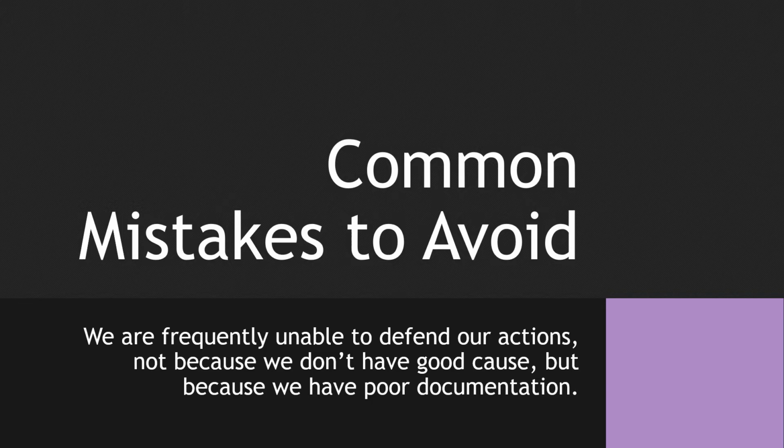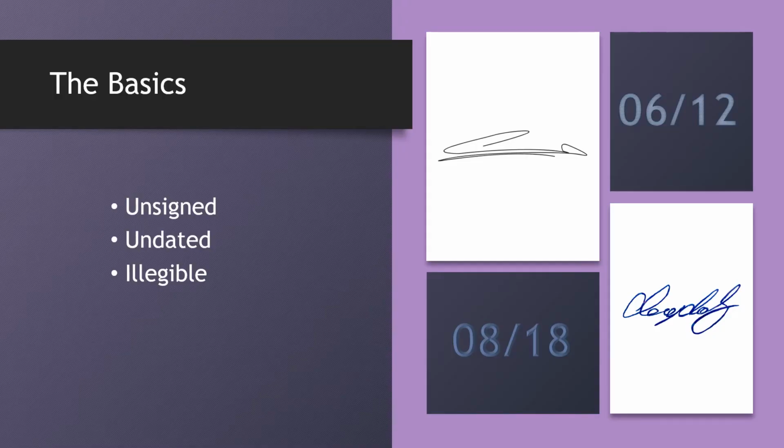There are so many times when I look at documentation and I listen to the story and I know we have a bad actor, a bad employee who really should be terminated or really should be disciplined, but we just aren't able to really take that action and defend it because our documentation just does not support the action that we want to take. So here's some of the basics.